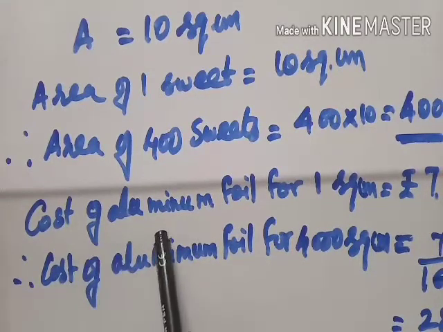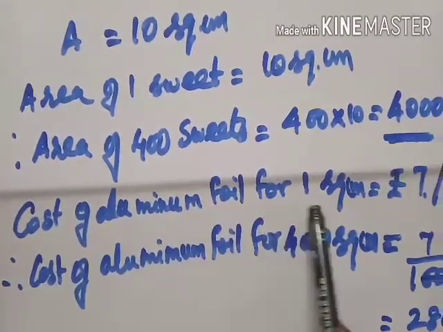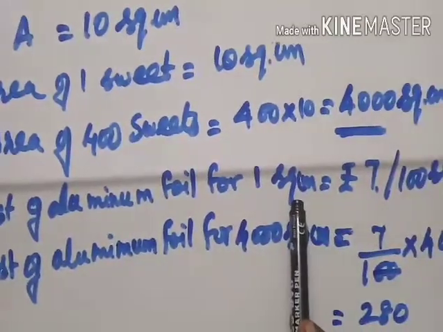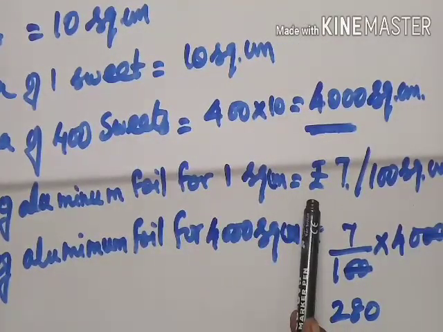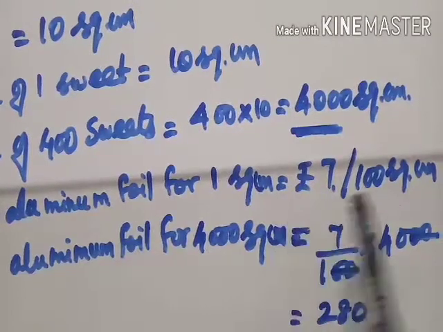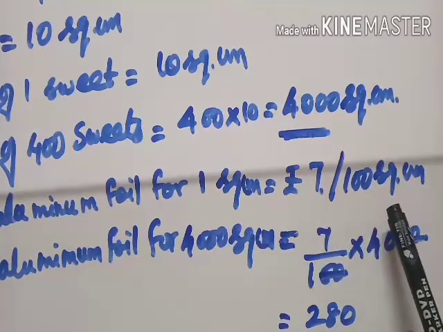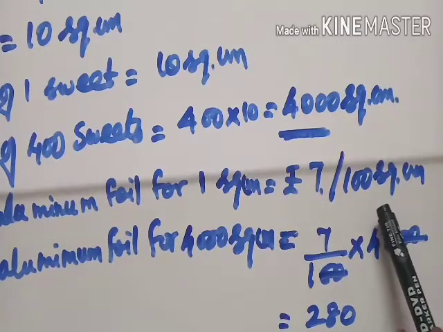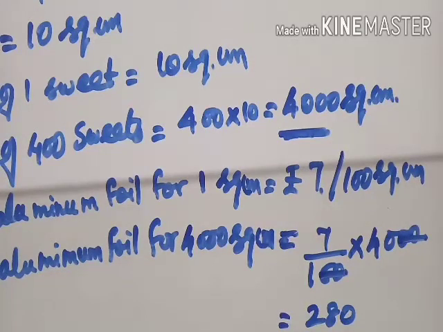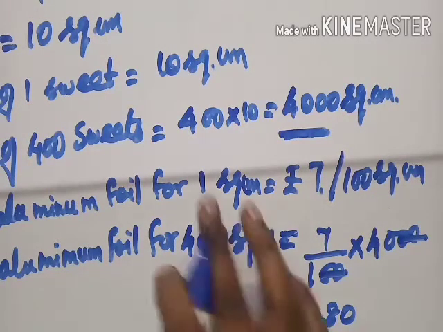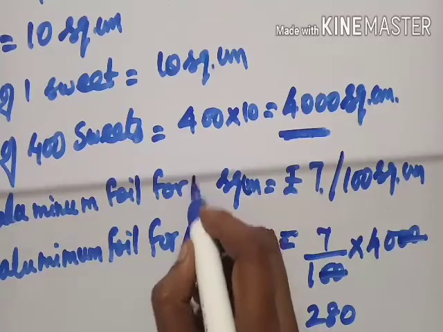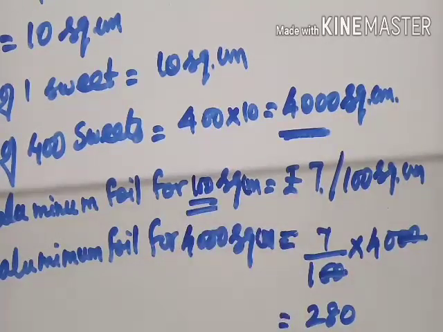Cost of aluminium foil for 1 square centimeter is equal to rupees 7. That is, rupees 7 is for 100 square centimeter, not for 1 square centimeter. Rupees 7 for 100 square centimeter, right? That is 7 by 100 per square centimeter.